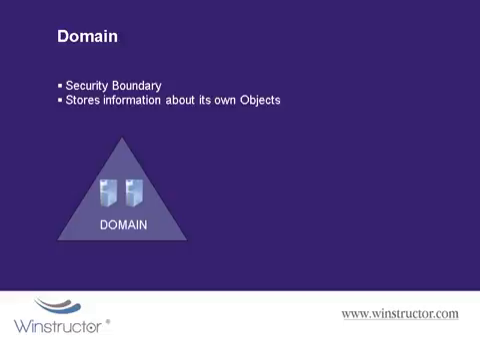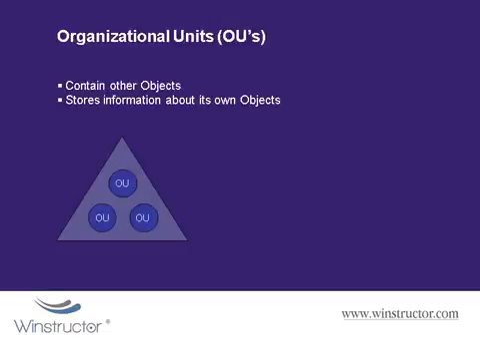So to create a domain, we are going to need at least one domain controller, or two domain controllers for redundancy in case one happens to be offline for any reason. These domain controllers keep a central list of user passwords and the permissions that these users have to objects in the domain, and the domain stores information only about the objects that it contains. Now within our domains, we can also create organizational units or OUs.